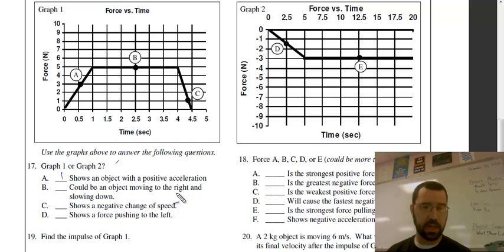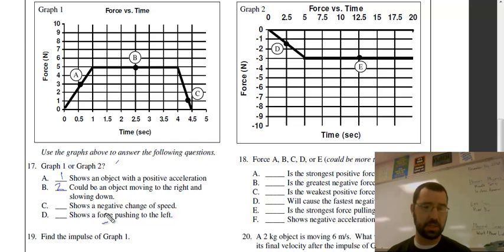Could be an object moving to the right and slowing down. Well, an object that's moving to the right and slowing down would be one that has negative acceleration. So this was moving to the right, but we see that since it has a negative force being applied to it, it's slowing down. So this would be 2. Yes, this object could be moving to the right, but it can't be slowing down because a force is being applied all the way until 4.5 seconds. So that's actually accelerating it. It would be speeding up.